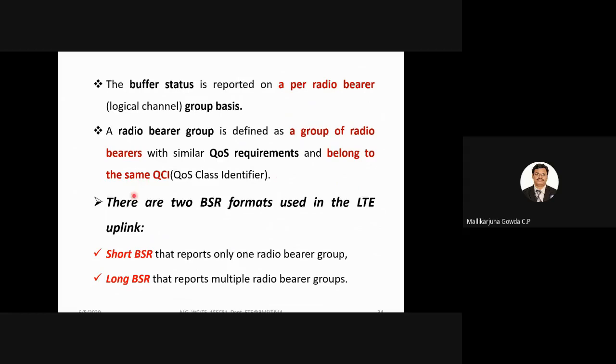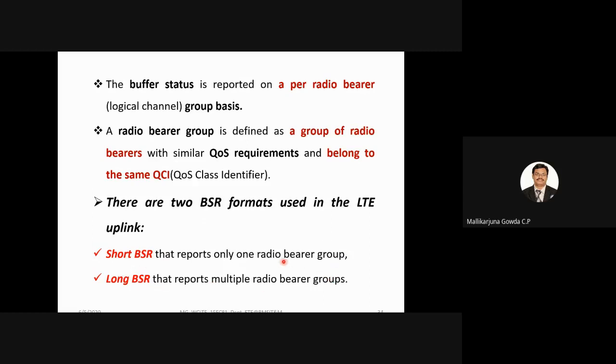So there are two BSR formats used in the LTE uplink. One is the short BSR and the second one is the long BSR. The short BSR reports only one radio bearer group, and the long BSR reports multiple radio bearer groups. So that is the difference between the short BSR and the long BSR.